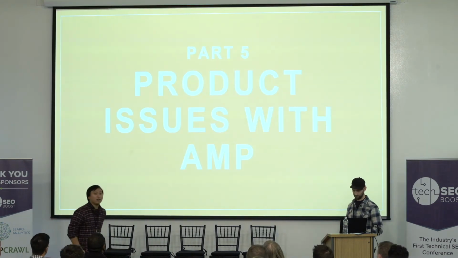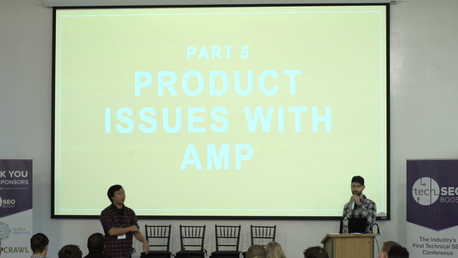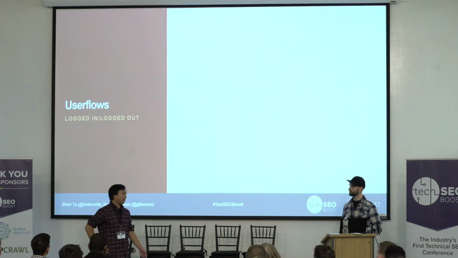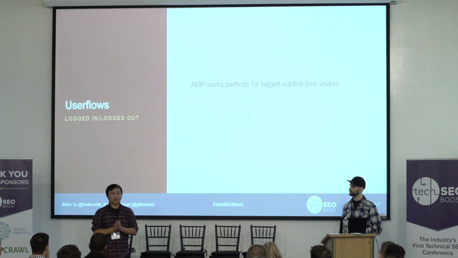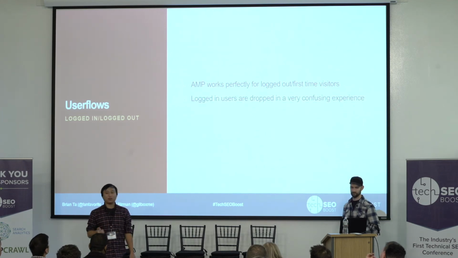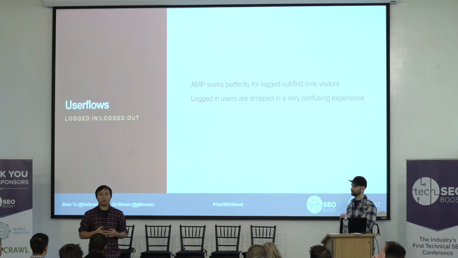So with all of the technical issues that we had with AMP, we ran into almost as many product issues. So one of the first product issues that we ran into was just user flows. User flows for AMP, they work very well for a first-time visitor or a first-time logged-out visitor, key emphasis on logged out. But returning users that have previously logged in are dropped to a very, very confusing experience. At Airbnb, if you're logged in and have previously been on the website, you get a customized experience. We show you certain homes, certain listings, certain experiences that we think may fit your needs.